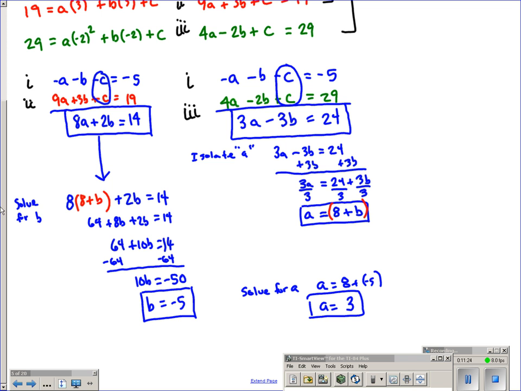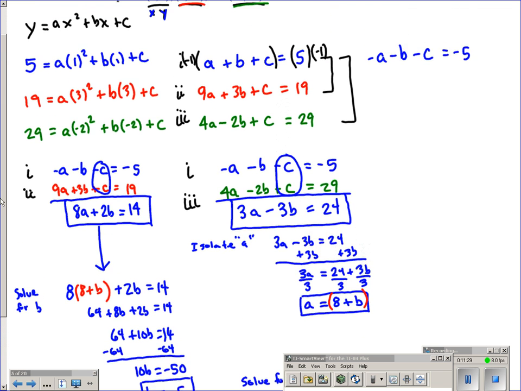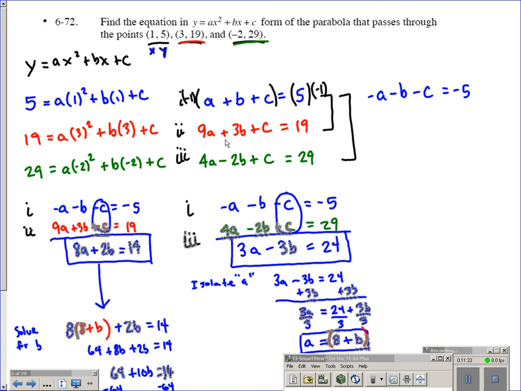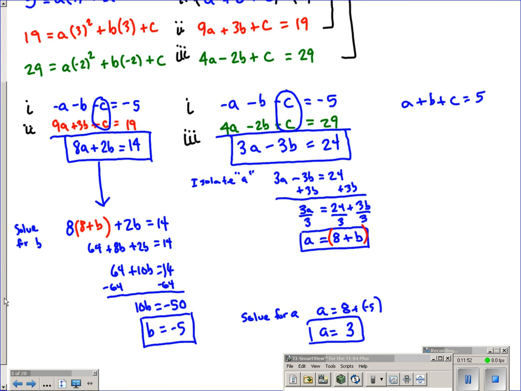Now that we've got a and b, we need to go ahead and solve for c. So let's look back up at one of our original equations. We've got several to choose from. You could do a plus b plus c equals 5. That looks like an easy one to work with, right? Why make it harder than it needs to be? So a plus b plus c equals 5. Let's take our two values of a and b. A is 3, b is negative 5. Let's substitute them in. Right here we're looking for c, just so you keep track of what I'm doing. 3 plus negative 5 plus c equals 5. So 3 plus negative 5 is negative 2 plus c equals 5. We add 2 to each side, so c is going to equal 7.